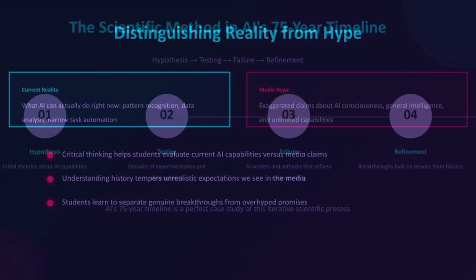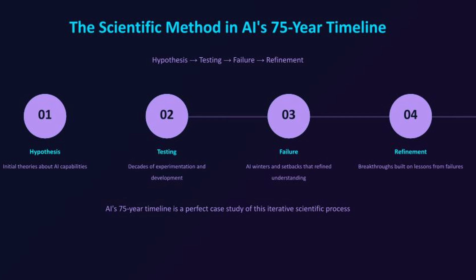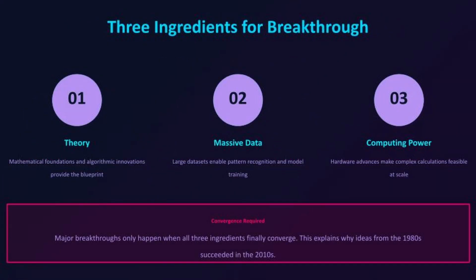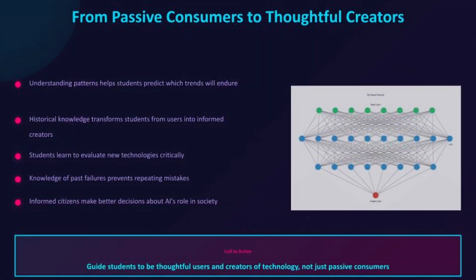Think about the scientific method: hypothesis, testing, failure, refinement. AI's 75-year timeline is a perfect case study of this process. It shows that major breakthroughs only happen when three ingredients, theory, massive data, and computing power, finally converge. If we understand these patterns, we can guide our students to be thoughtful users and creators of technology, not just passive consumers. Now, let's dive into where it all began.